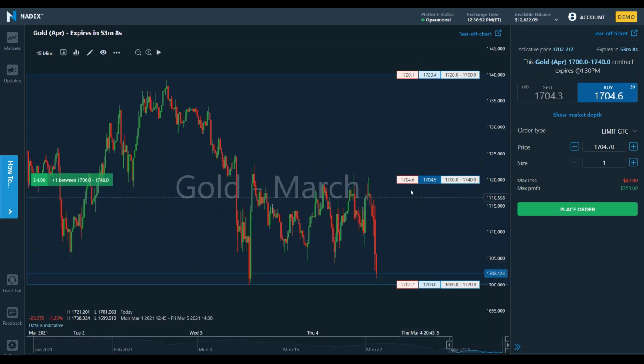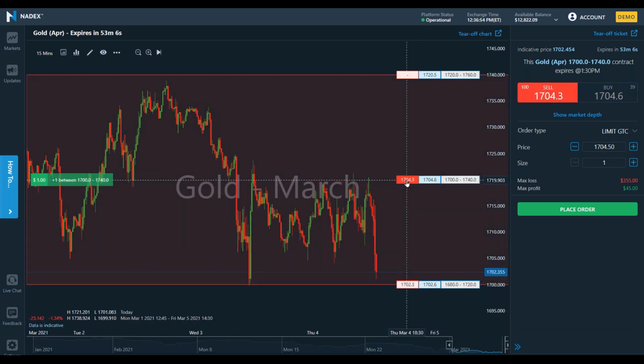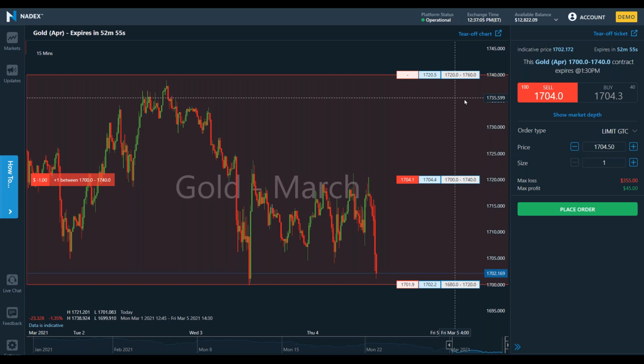Let's zoom that down. But I bought one. Had I been selling one, it would have been clearly red. So it indicates exactly whether you're buying or selling right on the platform.